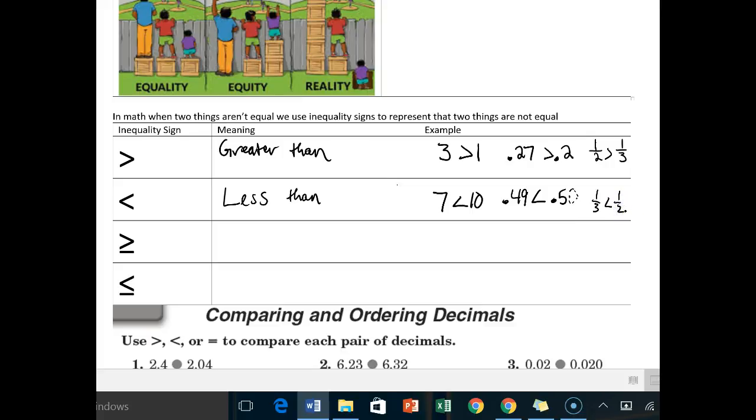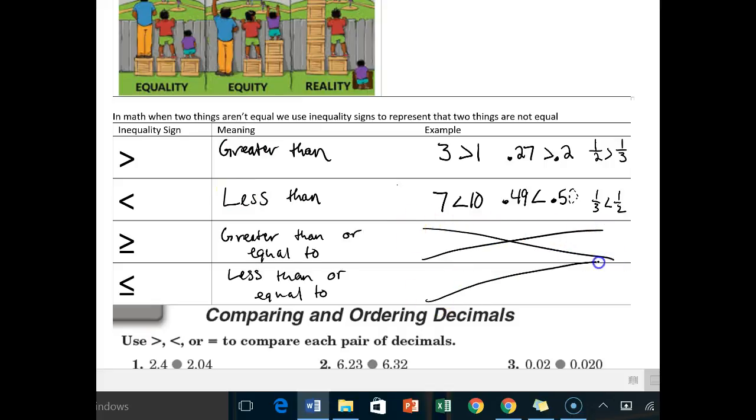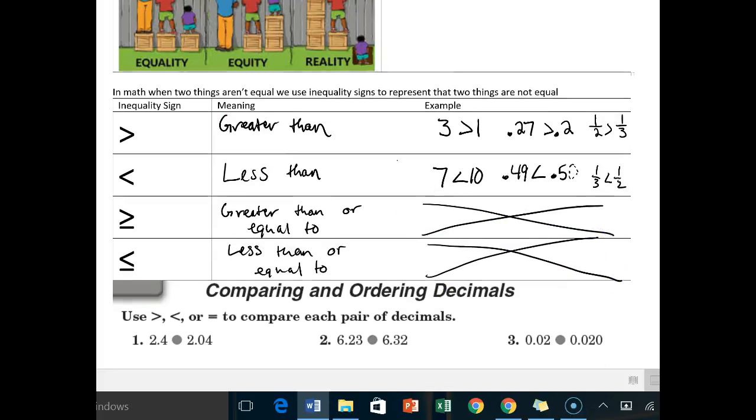Okay? This is greater than or equal to. The line on the bottom means equal to. And obviously this one is less than or equal to. These two inequality signs we will worry a little bit more about when we actually start working with solving inequalities. But for right now, we're going to kind of work with the greater than and less than sign. So for right now, we can go ahead and cross off those two example spaces.